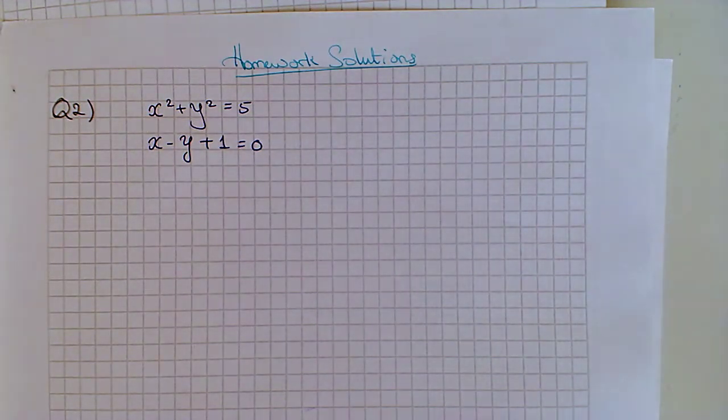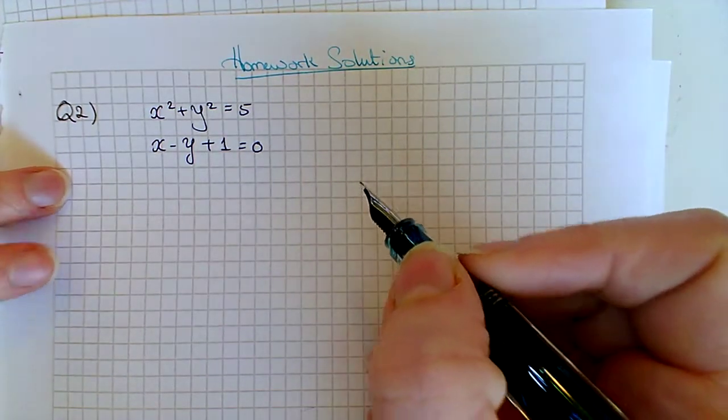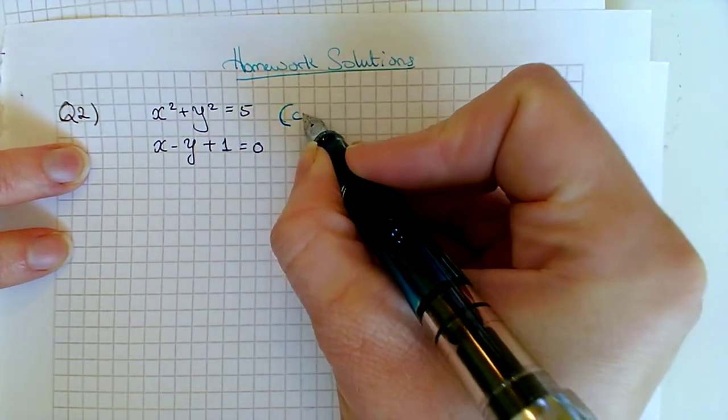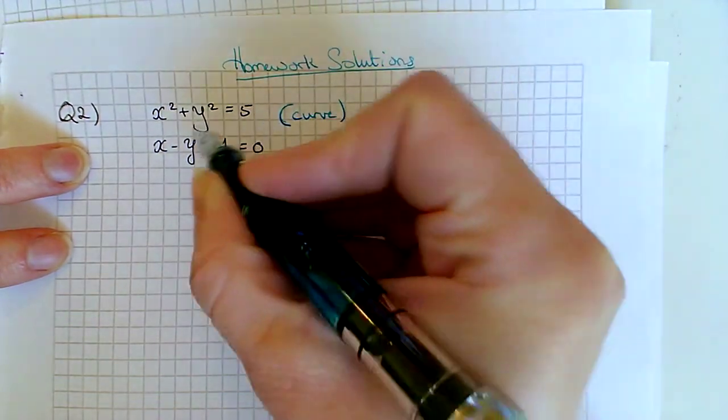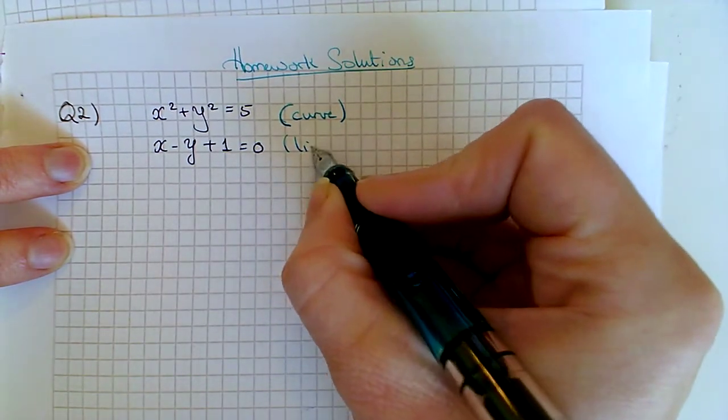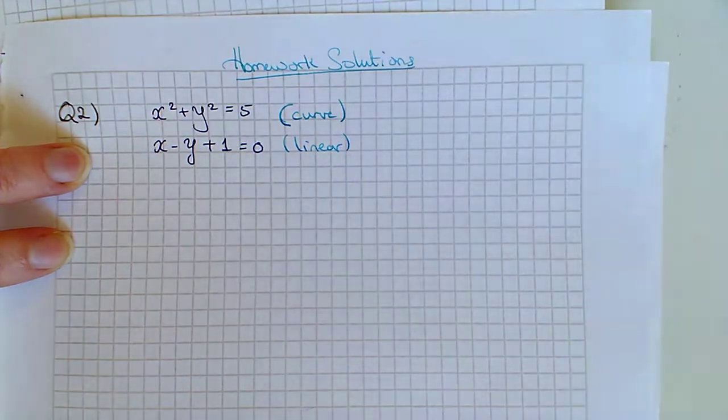Okay, the first thing we need to do is identify which of our equations is a curve and which one is a line. So the one with a power in it, any power on either the x or the y, is a curve, and the one with no powers is linear or straight line.